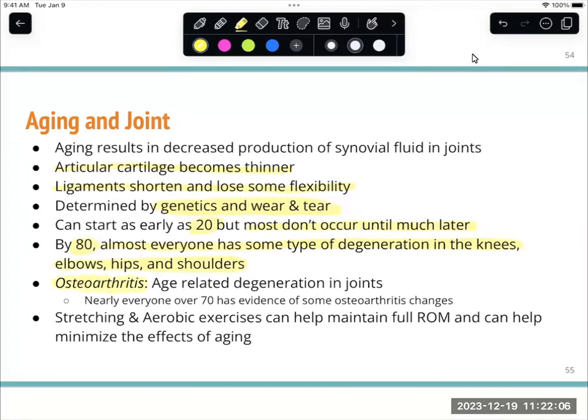Osteoarthritis. This is considered age-related degeneration of the joints. Nearly everybody by the age of 70 has some osteoarthritic changes to their joints, which is like a decrease in joint space, wearing of the cartilage in those joints. How you can help maintain your joint mobility: stretching and exercise can help maintain that range of motion, and it can minimize the effects of aging. Another chapter on why it's important to exercise.